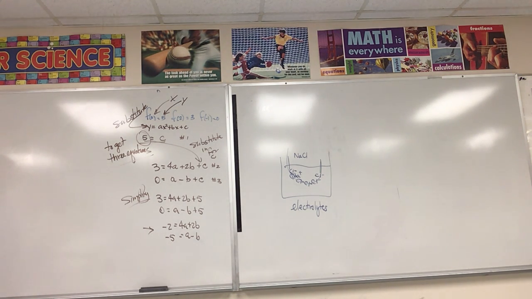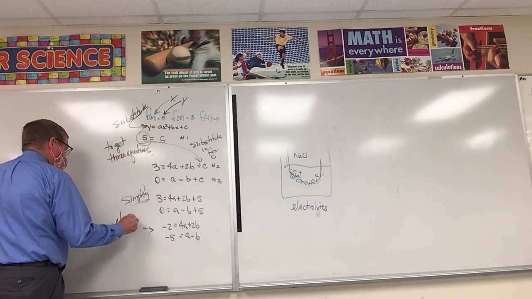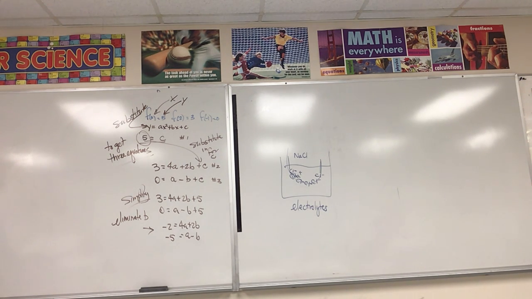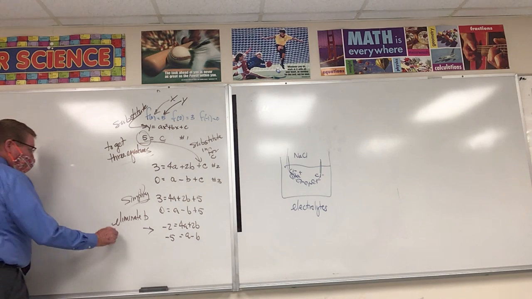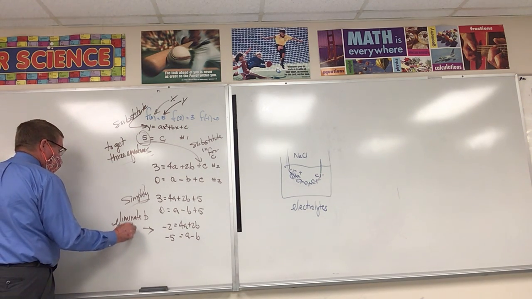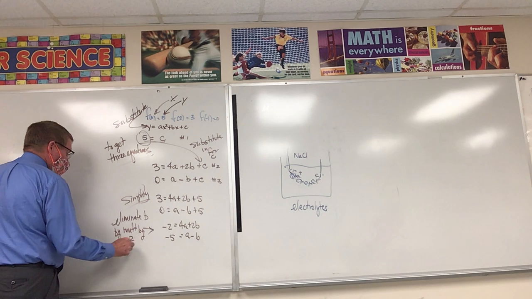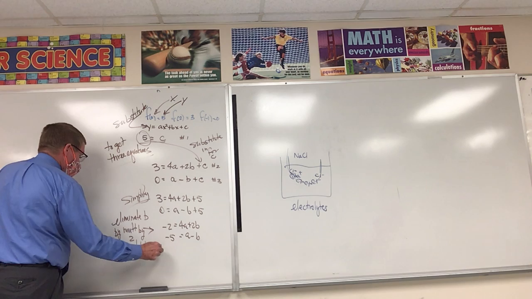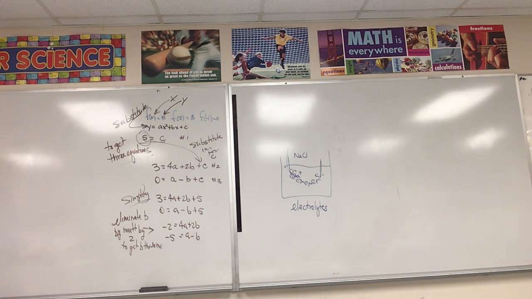Now what are we going to do? Eliminate what? Eliminate B. Does it matter if it's B or A? No, it doesn't. How am I going to eliminate B? By multiplying by 2 to get B's the same. Although I shouldn't have to do that because we had a whole chapter about this. But if you don't remember, then write down the notes.